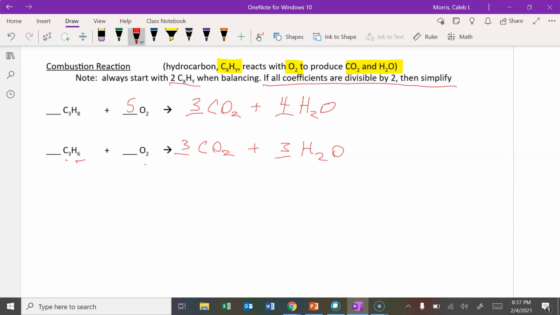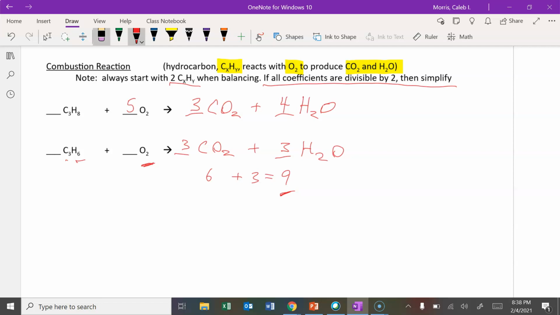Now we want to take care of our oxygens. All right, I have 3 times 2 is 6 oxygen here. I'm going to add 3 oxygen there. I end up with 9 oxygen. Here's the problem. I've got an even number on the left and an odd number on the right. When you see that, when you have an even number of oxygen on the left and an odd number of oxygen on the right, that's a red flag.